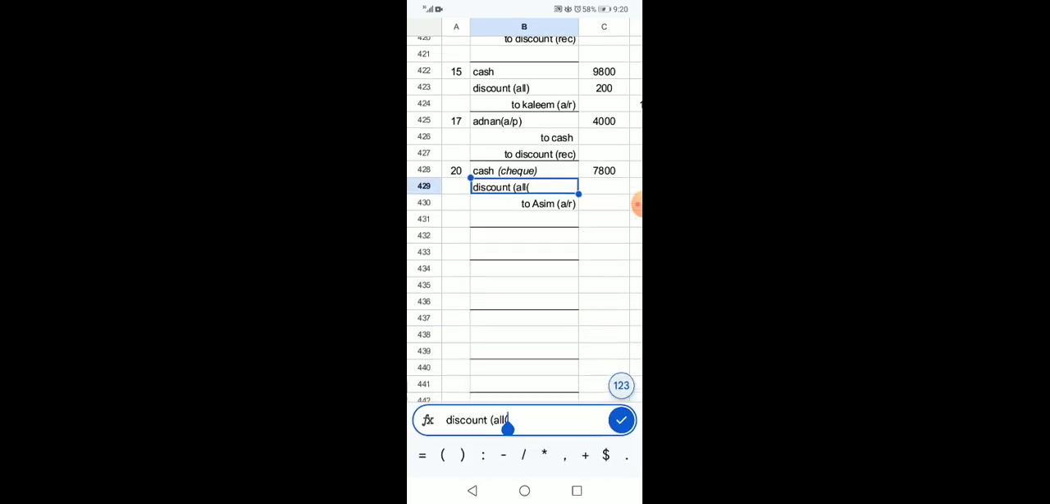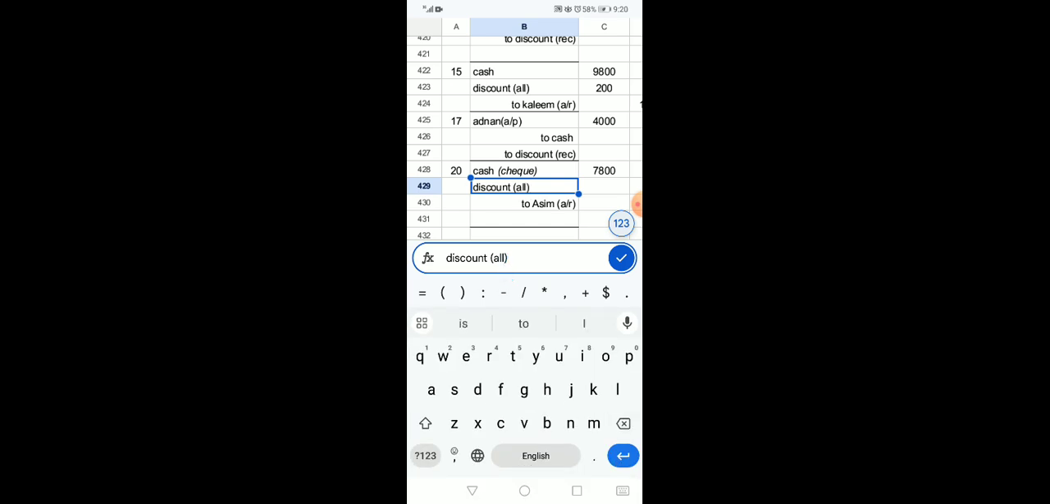Discount allowed is an expense. Expense should be mentioned on the debit side. That is why you have written discount on the debit side. It is discount allowed, but the amount is not given in the question. How would you calculate? You will apply a very simple accounting principle: debit and credit. Debit and credit side should always be equal, but here debit and credit is not equal. So how would you calculate the amount of discount?